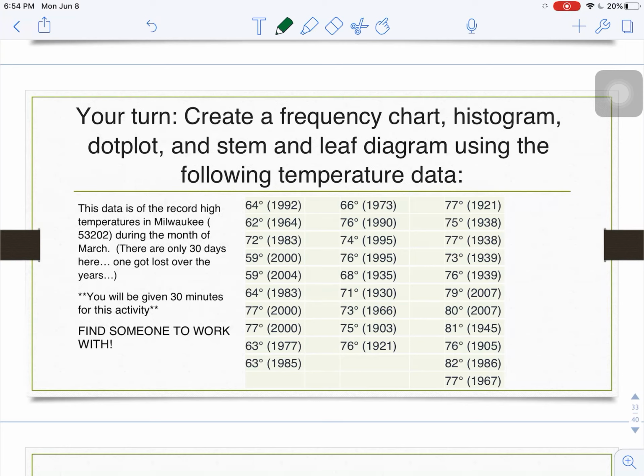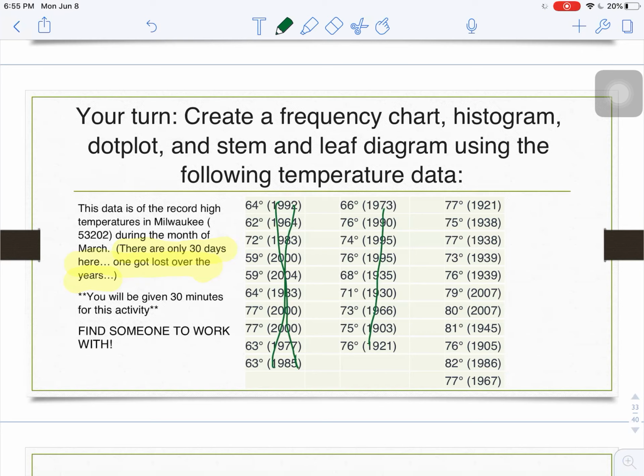This is something that I do with all of my classes face-to-face, where I would like for them to create a frequency chart, histogram, dot plot, and a stem and leaf diagram using this data. I want you to go ahead and note there are only 30 days here. One got lost over the years. Since I started teaching this course, I'm not quite sure where that 31st temperature went. But we have 30 days here.